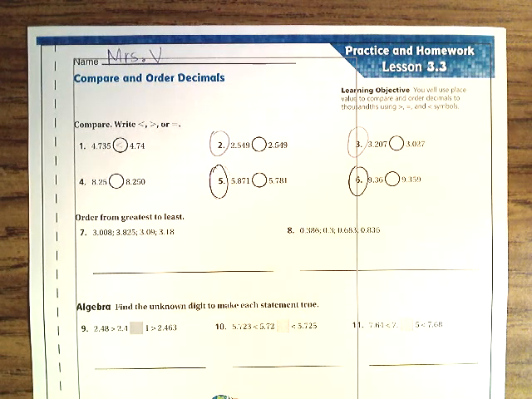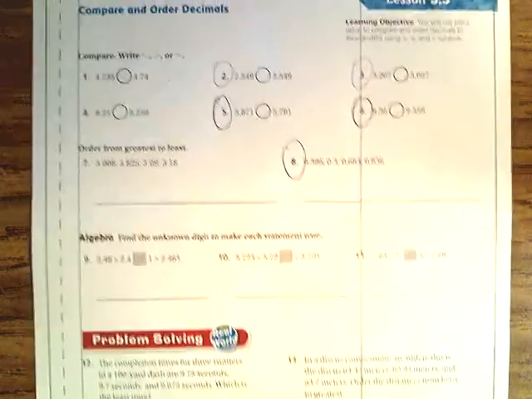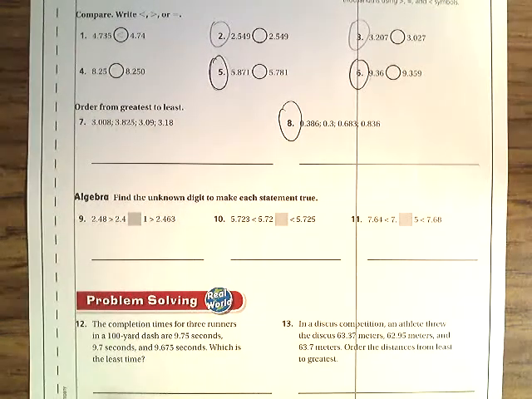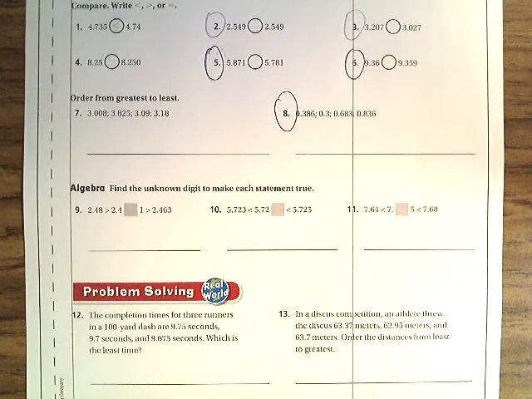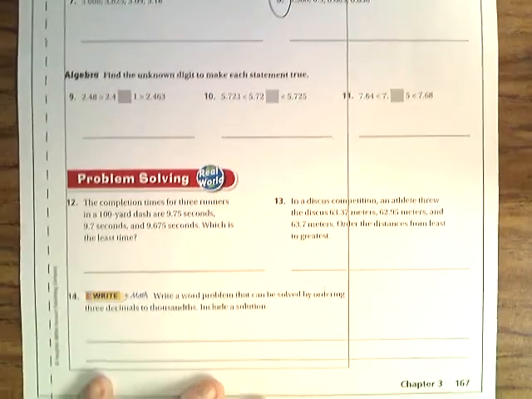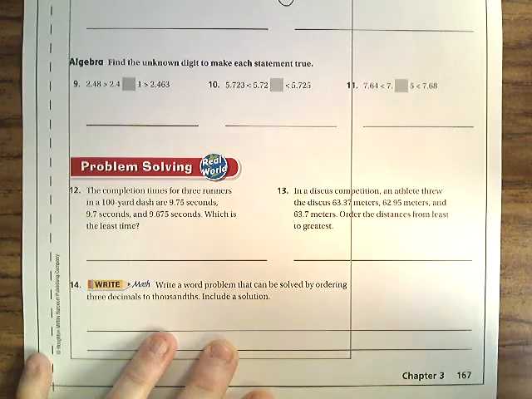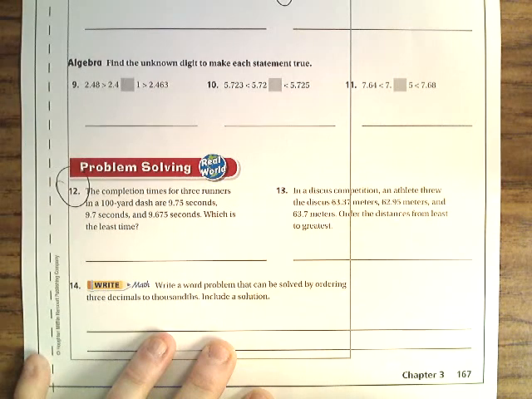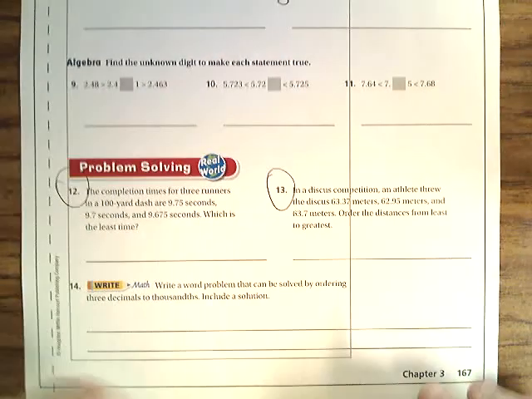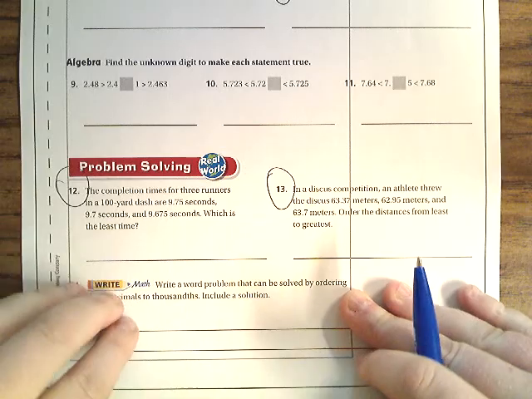Then you're going to do number 8. You're writing that one from least to greatest. Down here, we're not doing those ones. And then let's do down here where it says number 12 and 13. I want you to do number 12 and 13. So that's 7 so far.